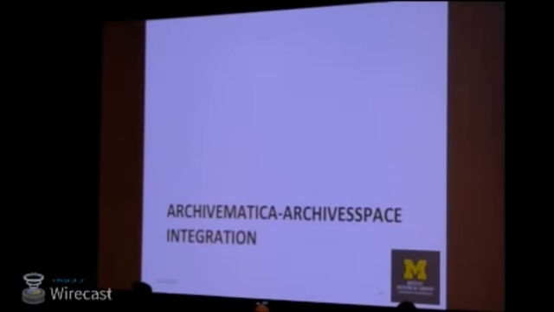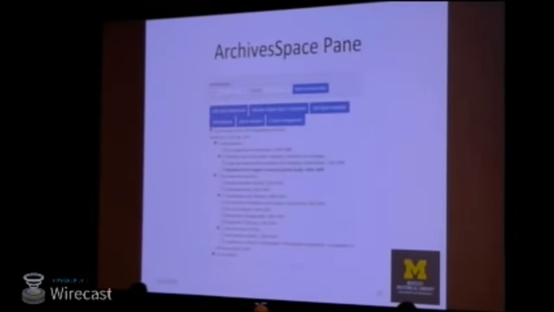So next is Archivematica ArchivesSpace integration. We have an ArchivesSpace pane that loads an actual tree from a resource record in ArchivesSpace, displaying the display titles. And from this, you can create children of an archival object. You can add or edit metadata. You can add PREMIS rights information to archival objects. And you can also create digital objects and associate them with components of our archival objects.